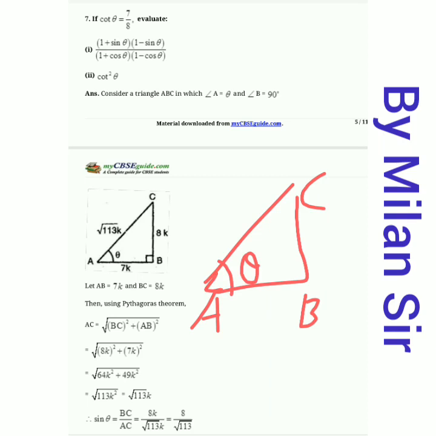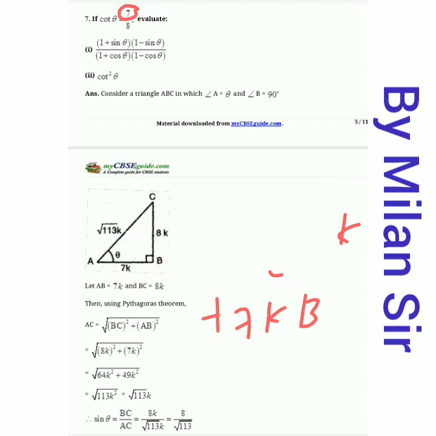Cot theta means adjacent AB. So AB is equal to 7k numerator, and in denominator opposite side it is BC. So BC is equal to 8k, right? Because cot theta is equal to adjacent upon opposite. So 7 is adjacent numerator and denominator 8 is equal to opposite, and we give 7k and 8k to AB and BC.